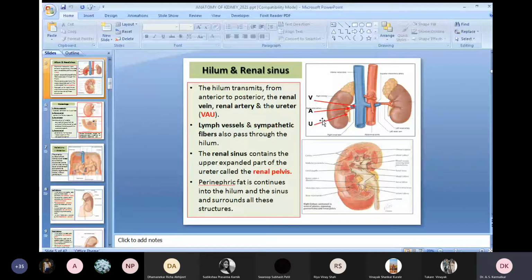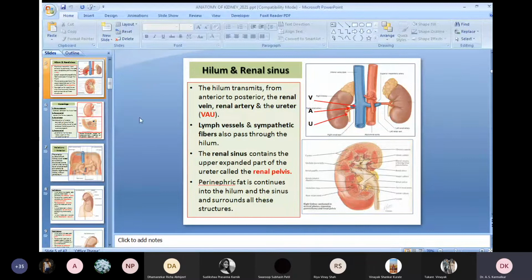Now the renal sinus is occupied by the renal pelvis. What is the renal pelvis? It is nothing but the beginning of the ureter. It is a funnel shape. This funnel shape is called the renal pelvis. Now perinephric fat is present. You can see this yellow structure which is present in the renal sinus along with the pelvis. It is the perirenal fat, or it is called the perinephric fat. It is fat just around the kidney and the renal sinus.